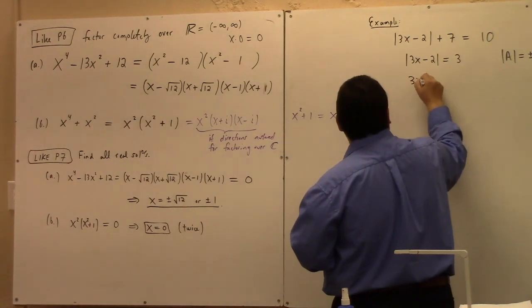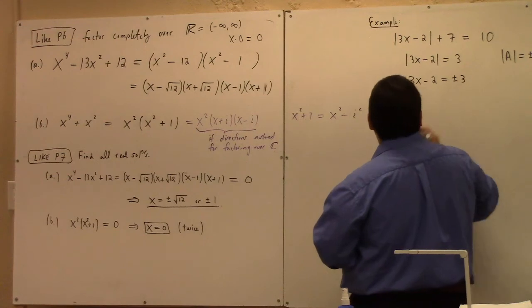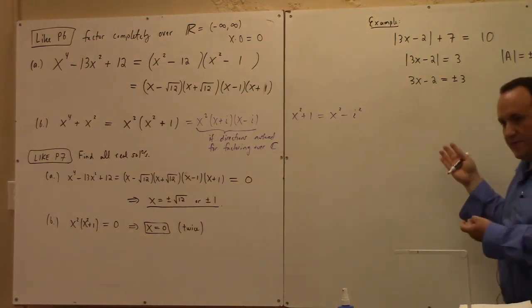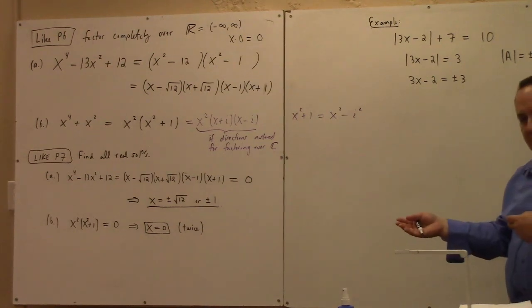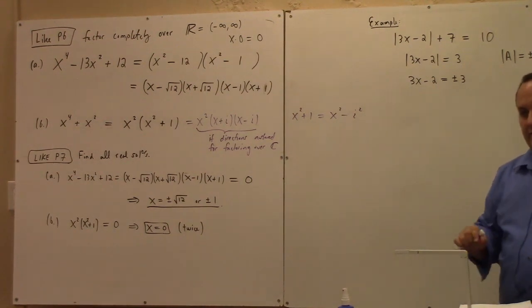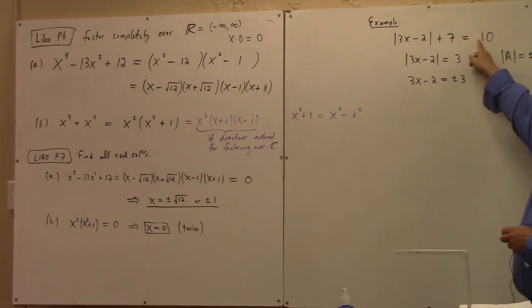The other way is to break it up into two equations and solve them separately. You could solve 3x minus 2 equals 3 as one equation, and 3x minus 2 equals minus 3 as the other equation. Solve those separately, and they'll give you two solutions. We should have two solutions for this absolute value equation, or none at all. But I think we'll have some. How would you get no solutions at all in this kind of problem? What if instead of having 10 here, I'd had minus 10?